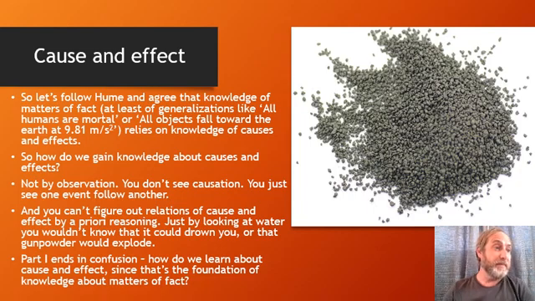Your first guess might be, well, by observing it. We observe humans dying, we observe things falling towards the earth. But Hume wants to stop you there, and he says, be careful here. Are you seeing the causation? Or are you just seeing a human and then later a dead human? Are you seeing an object in the air and then later an object on the ground? You're certainly seeing a series of events, but are you seeing causation?